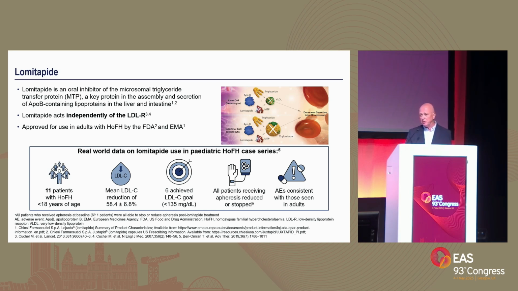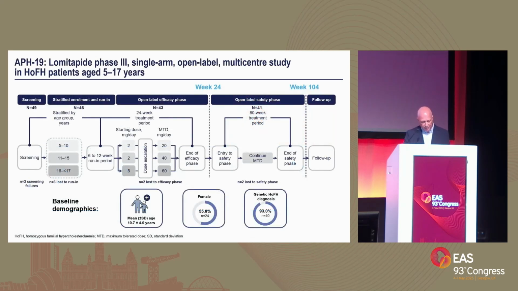And we already observed, this was a real world observation, that there was a mean reduction in LDL cholesterol of about 58%. However, it was necessary to perform a proper trial. So we did the lomitapide phase 3 single-arm open-label multi-center study in homozygous FH patients from 5 to 70 years, the APH-19. Here you have the flow chart of this study.